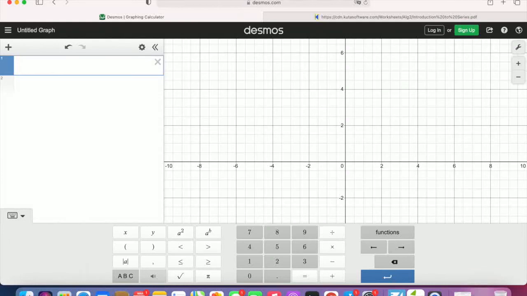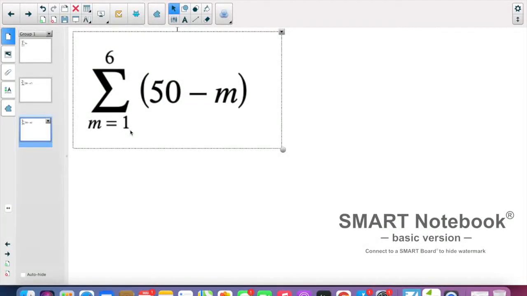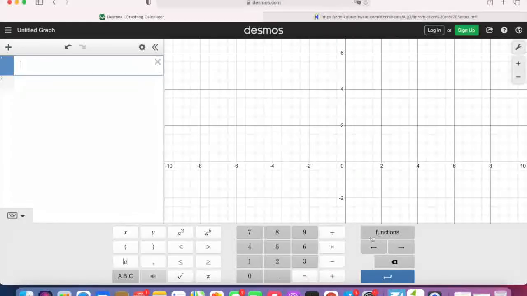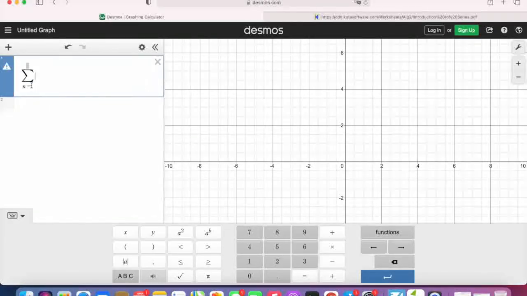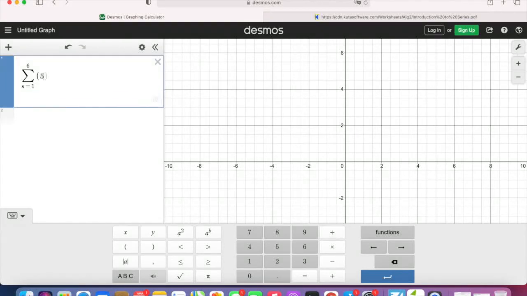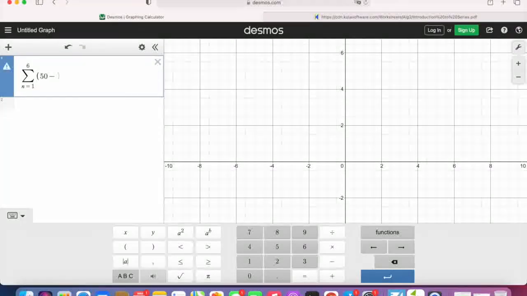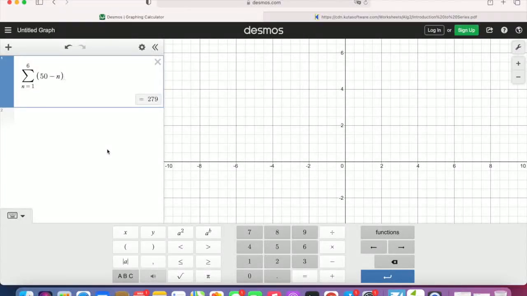And then one more. Here, m goes from 1 to 6, and our expression is 50 minus m. We will put n instead of m. So I grab the sigma notation. n goes from 1 to 6, and it was 50 minus n. And that answer is 279.